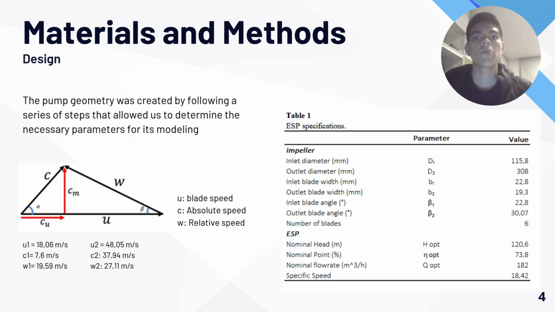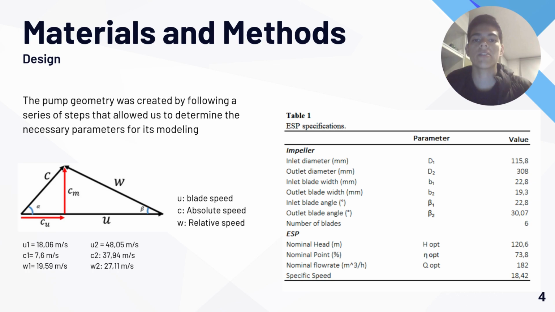The pump geometry was created by following a series of steps that allow us to determine the necessary parameters for its modeling. First, we obtain the values for angular velocity, flow rate, and the optimal head from the manufacturer's curve. Then, we calculate the internal and external diameters of the impeller, the width of the impeller at the inlet and outlet of the blades, and the attack angles. Finally, we determine the number of blades that would make up the impeller.